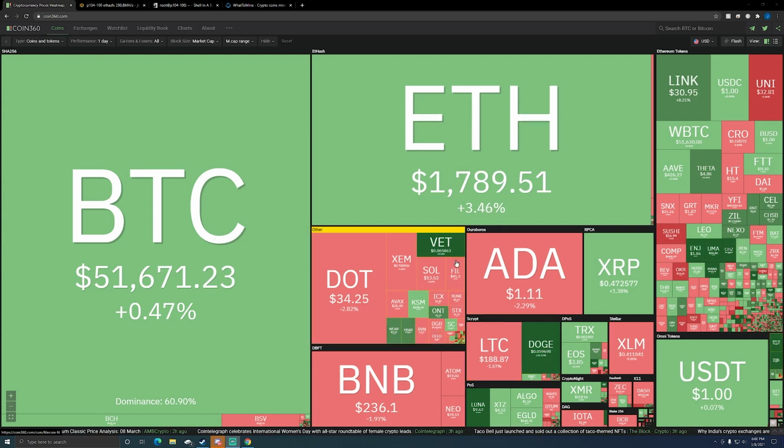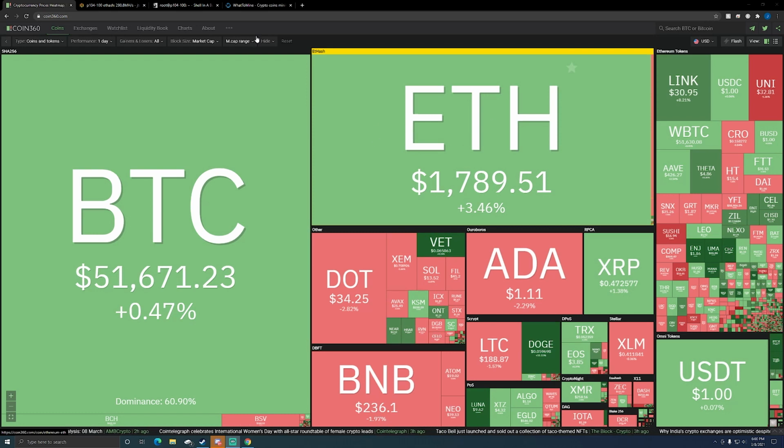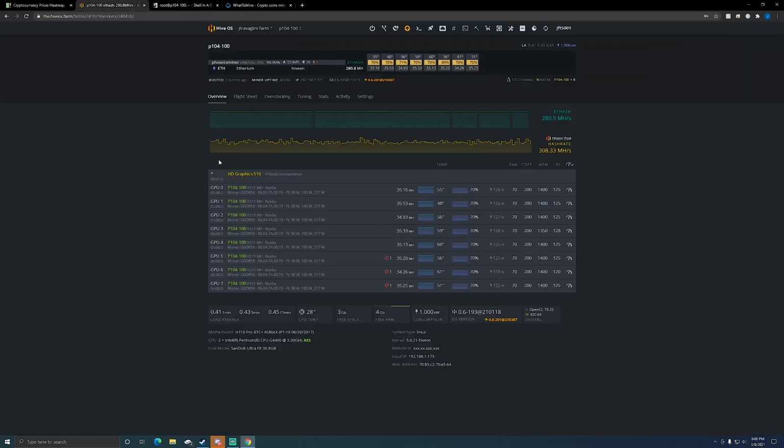If anyone's been in on that Doge. ETH's pretty much what we're talking about today, because we're talking about my P104-100 rig. Now, these are BIOS modded to 8GB cards. They have the Micron memories. You can see here the GDDR5X memory.